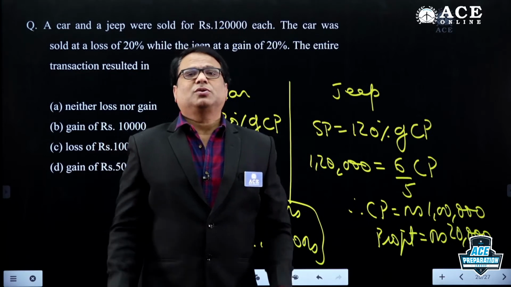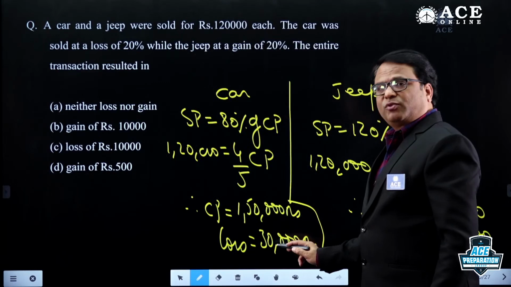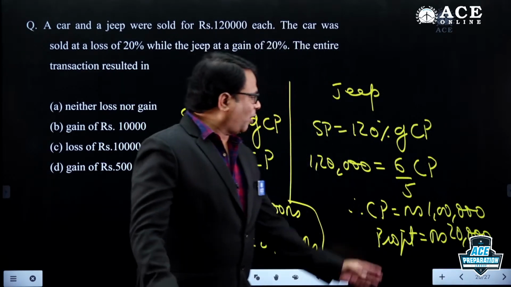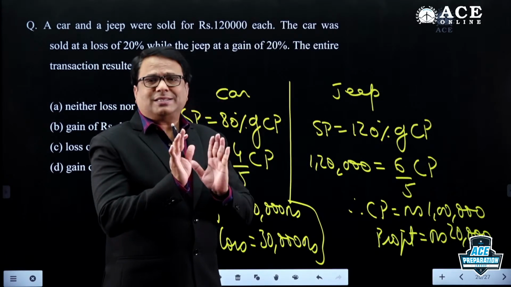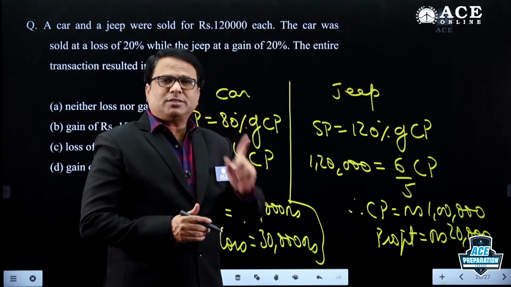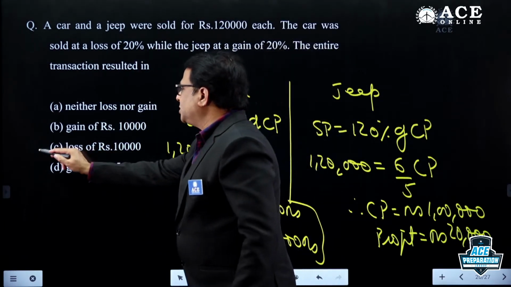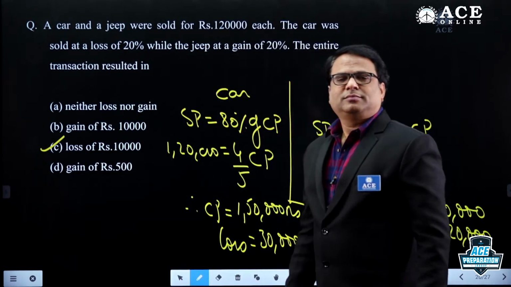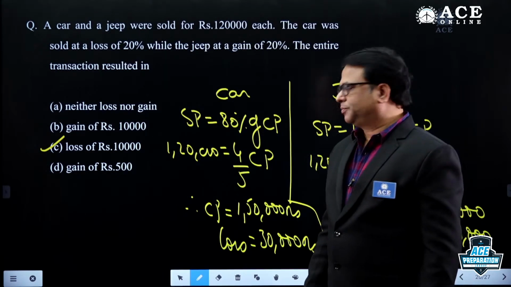10,000 rupees. So I'm not doing that calculation, you have to understand. Here a loss of 30,000 rupees and here a profit of 20,000 rupees. That clearly means in the entire transaction there is a loss, and the loss made is 10,000 rupees. Okay? Come on, we go for the next question.